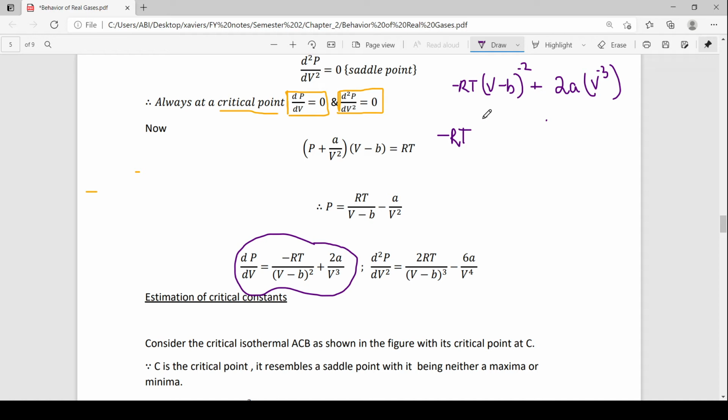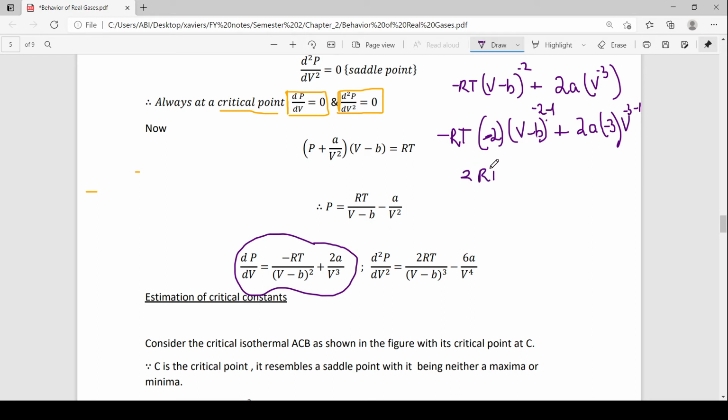Now what is my n? My n is minus 2. This is minus 2 into V minus b raised to the power of minus 2 minus 1. Similarly I write plus, I look at my 2a, there is no v term, so here again it's x raised to the power of n, so minus 3 into v raised to minus 3 minus 1. So what I get is minus 2 into minus RT. Can I write it as 2RT?